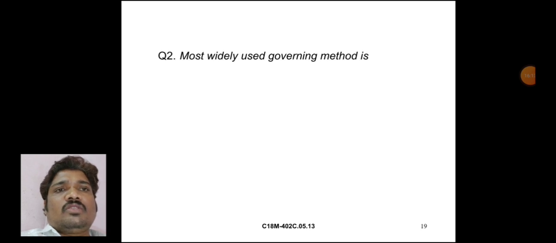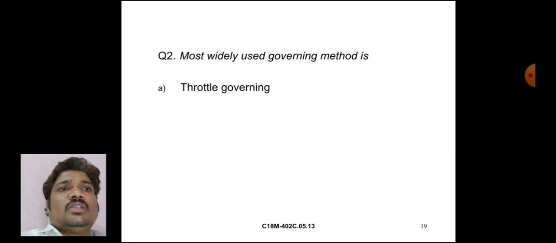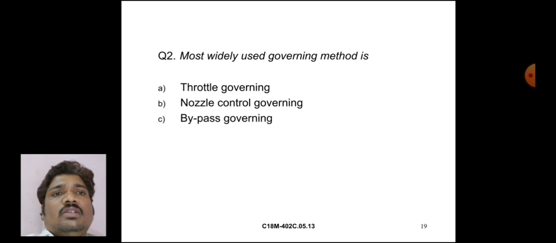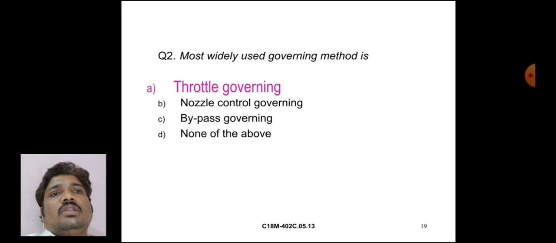Second quiz: the most widely used governing method is throttle governing, nozzle control governing, bypass governing, or none of the above. Throttle governing is the most widely used governing method.